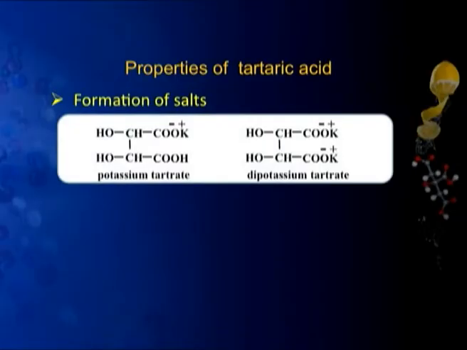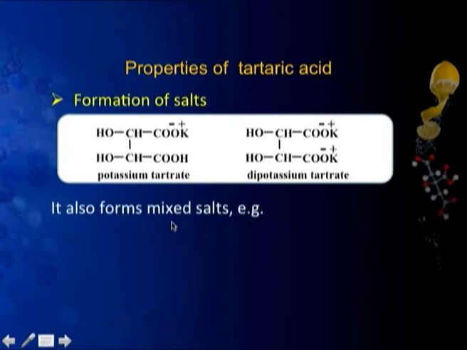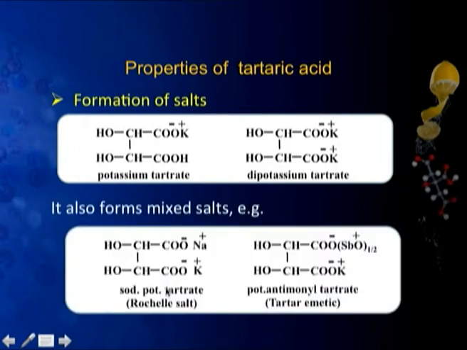Then as far as the properties of tartaric acid are concerned, it gives us a series of salts. There are 2 replaceable hydrogens on the 2 carboxylic acids. We can get sodium or potassium tartrate, that is a salt on one of the carboxyl groups, or both of the carboxyl groups form the salt, say with potassium we get dipotassium tartrate. Then we can have a mixed salt also, like sodium potassium tartrate, where one of the carboxyls is present as sodium salt, the other carboxyl as potassium salt.